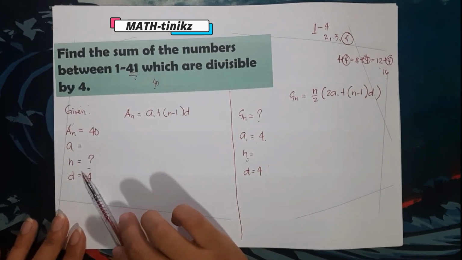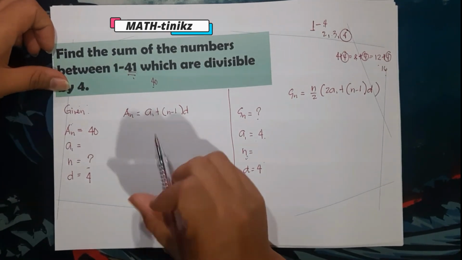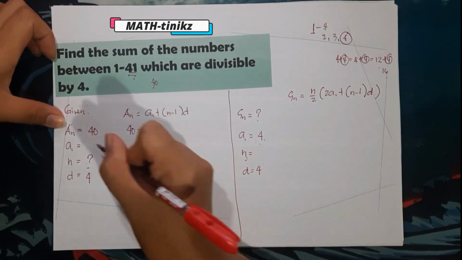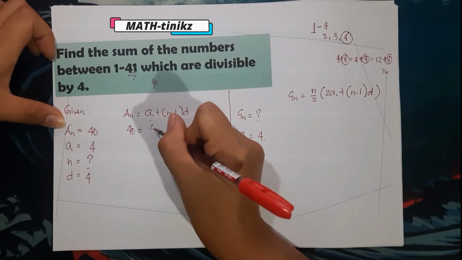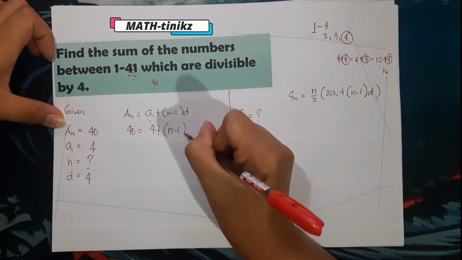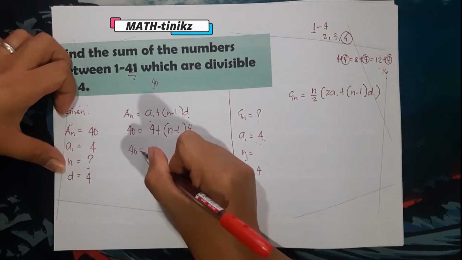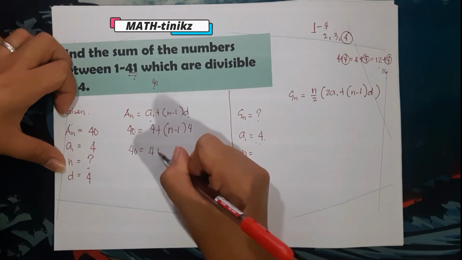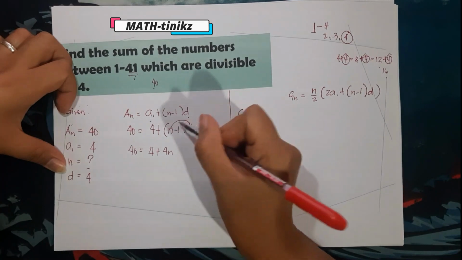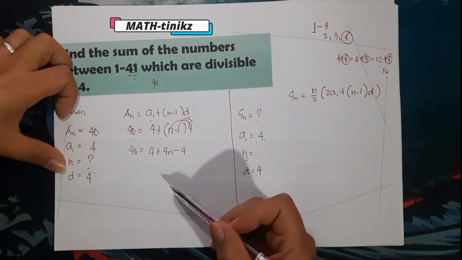Now, substitute all the given in the arithmetic sequence formula. The value of a sub n is equal to 40. The value of our first term is equal to 4 plus n minus 1 times the common difference 4. So 40, copy 4, plus 4 times n is equal to 4n. And 4 times 1, that is equal to negative 4. Again, combine like terms.